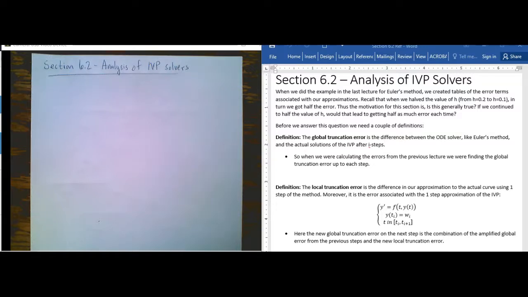So before we start, we need to identify two definitions here. So first is called the global truncation error. The global truncation error is simply the difference between the ODE solver, like Euler's method, and the actual solution of the initial value problem after i steps. So when we were doing our tables, that's the error term that we are calculating. We were calculating the global truncation error at each of the i steps.